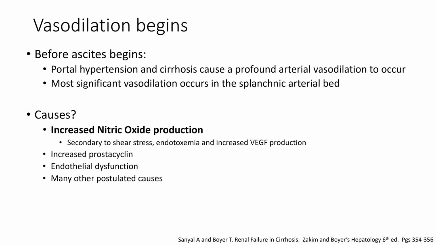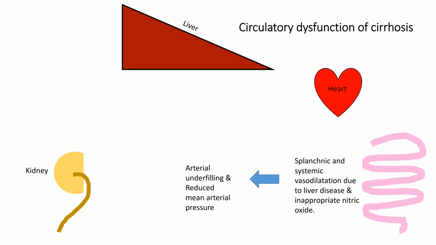several different possible reasons, including increased shear stress induced by the portal hypertension, endotoxemia from increased translocation of bacterial products, and increased VEGF production, which has been shown to be occurring in patients with portal hypertension and cirrhosis. But other things such as increased prostacyclin production and endothelial dysfunction may also be playing a role, and there's many other postulated causes. Basically, you'll get a splanchnic and systemic vasodilation due to the liver disease and inappropriate nitric oxide.